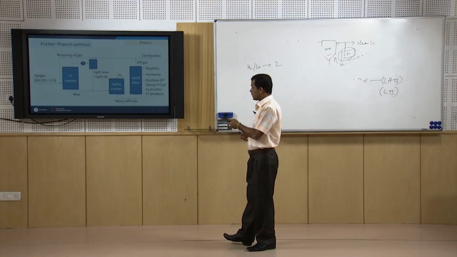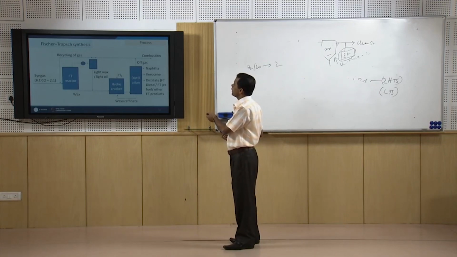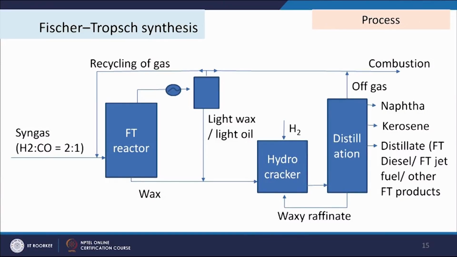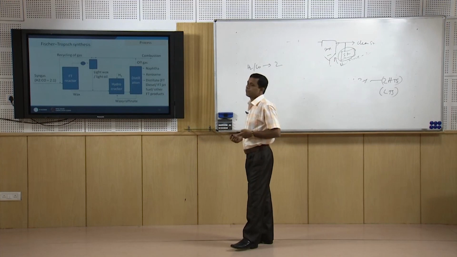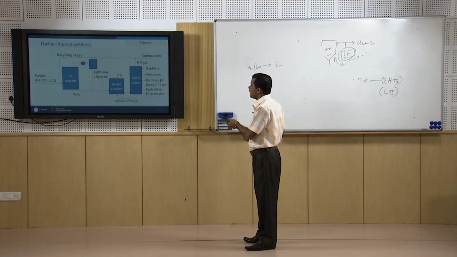And the light fractions generated in the FT reactor, after condensation, give light wax and light oil, which is processed with the wax part through the hydrocracker to produce the lighter fractions, which are fractionated in the distillation column. So, this is the flow sheet of the Fischer-Tropsch synthesis, and the reactor part plays a significant role.